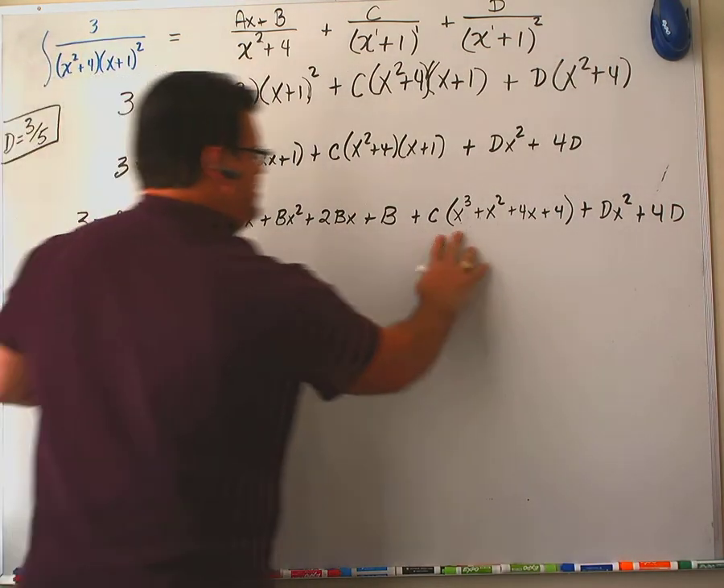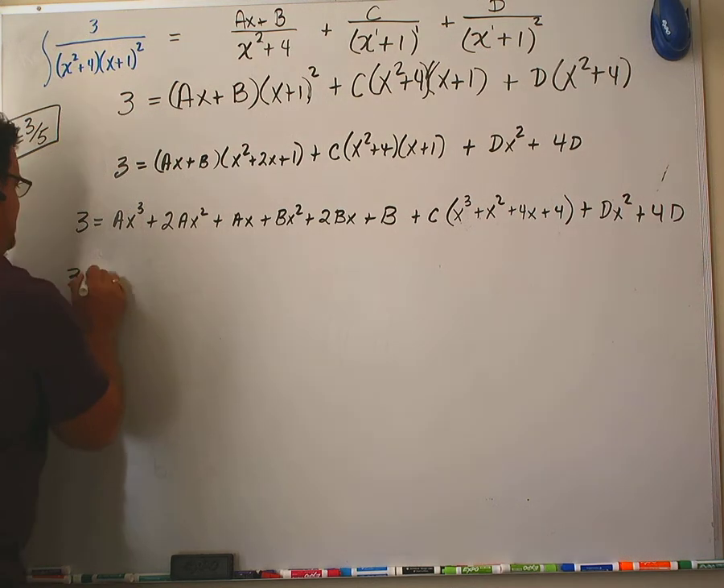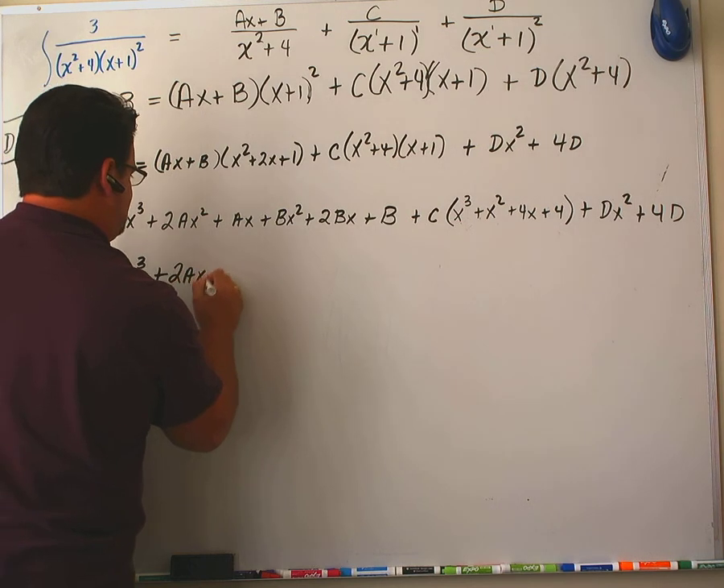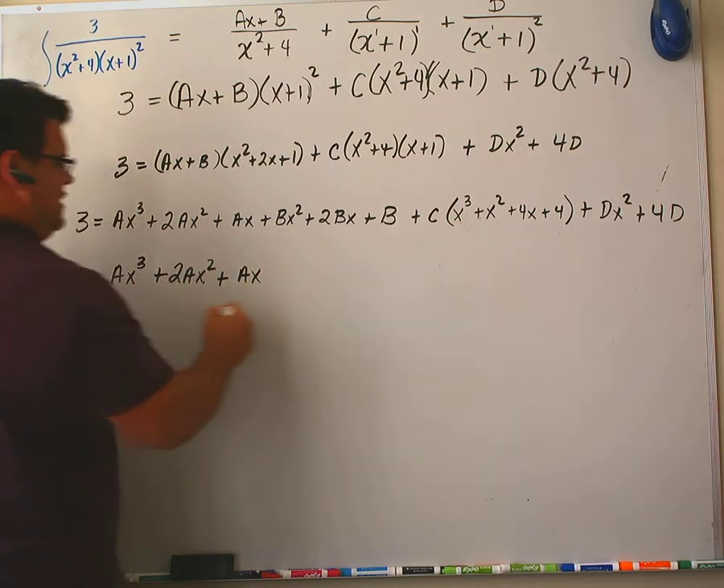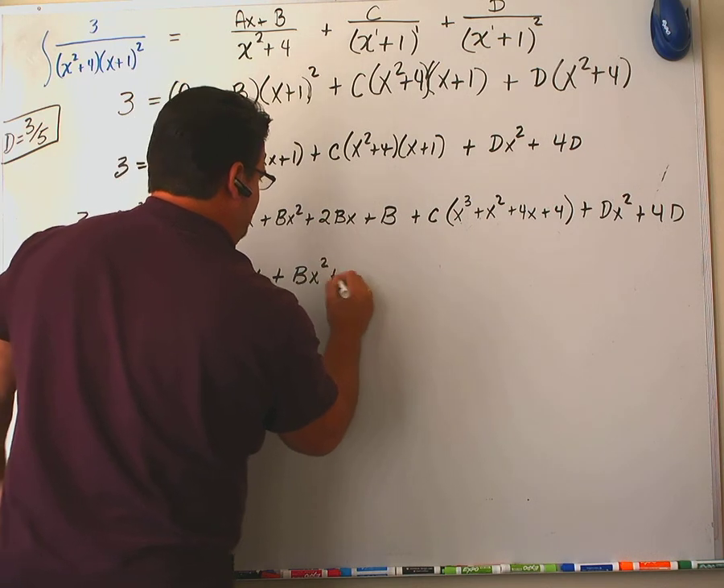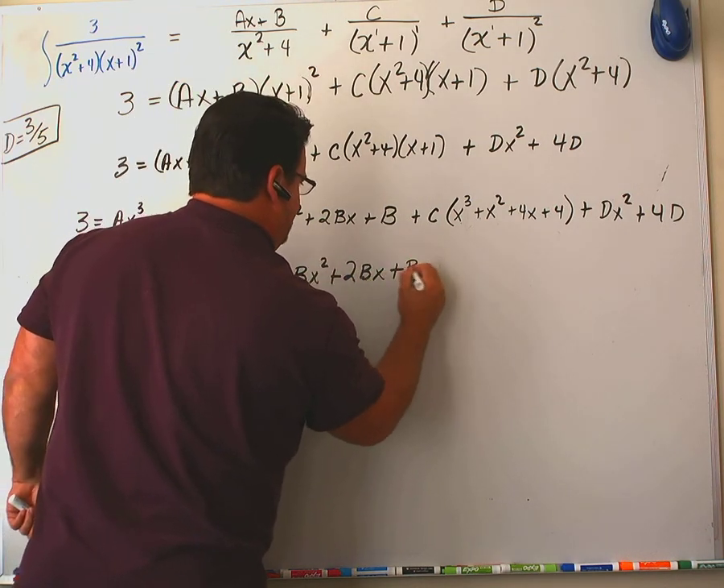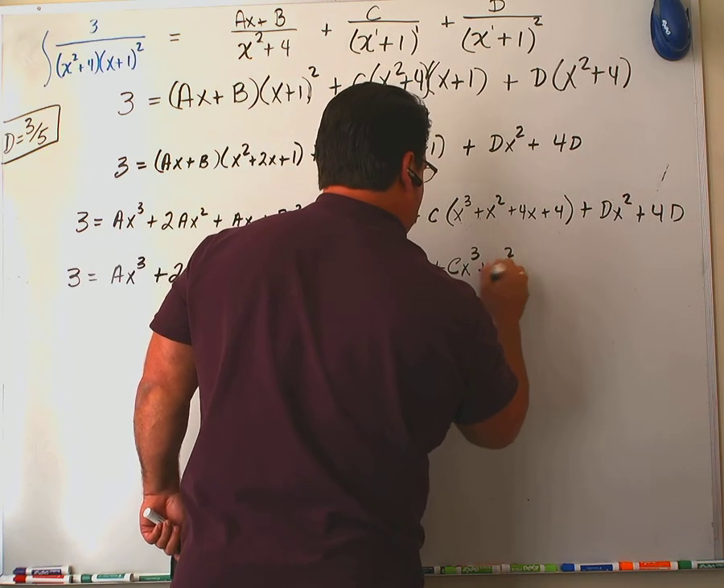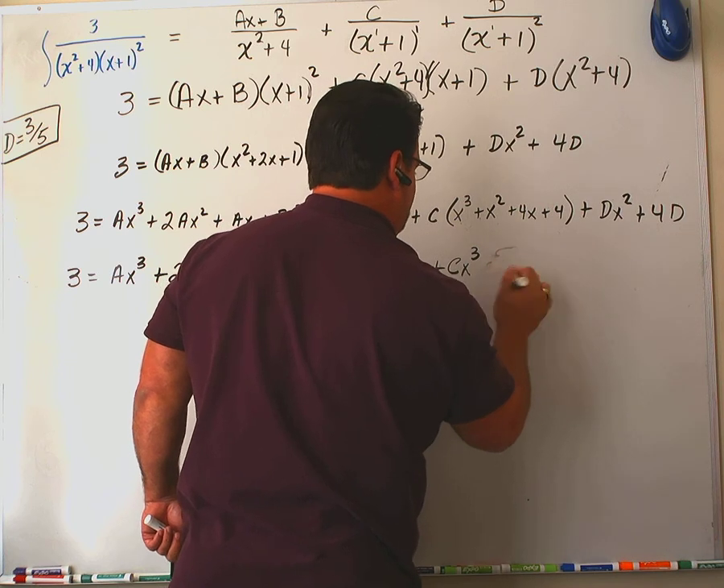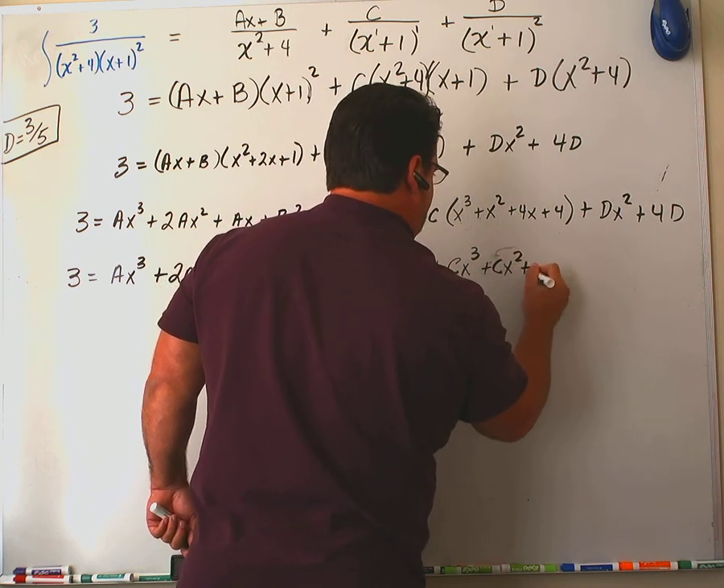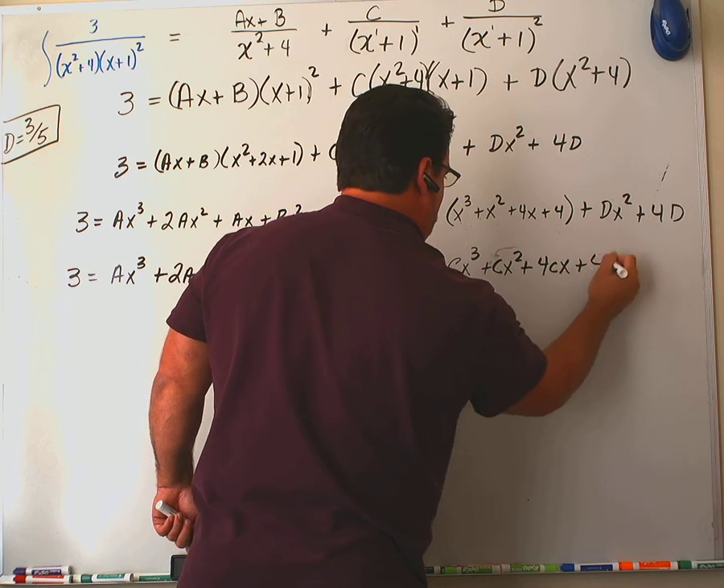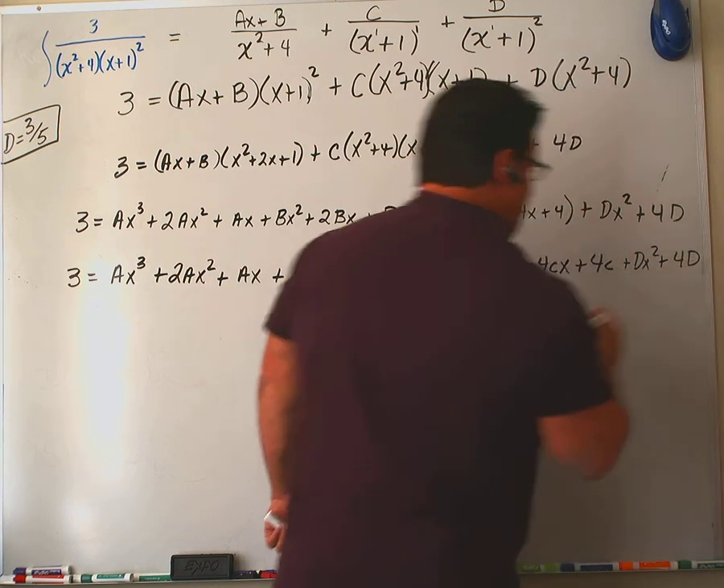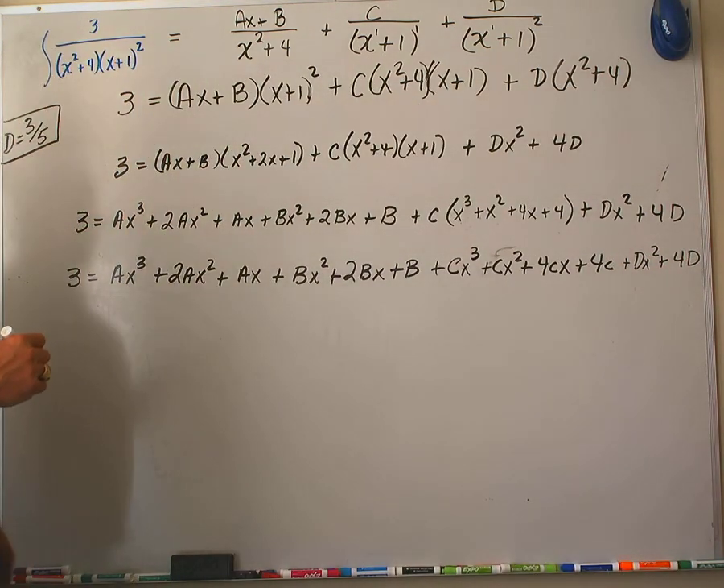Now, we need to distribute this c, and we'll get 3 is equal to ax cubed plus 2ax squared plus ax plus bx squared plus 2bx plus b plus cx cubed plus cx squared, sorry, messed up right there, cx squared plus 4cx plus 4c plus dx squared plus 4d. Now we've got everything distributed.